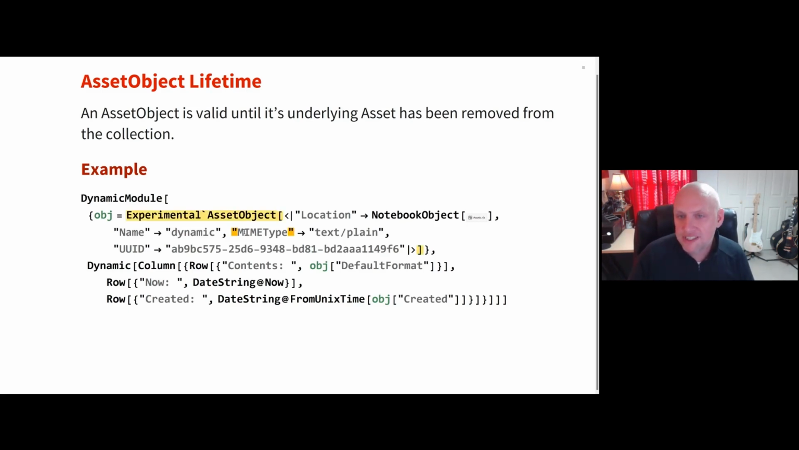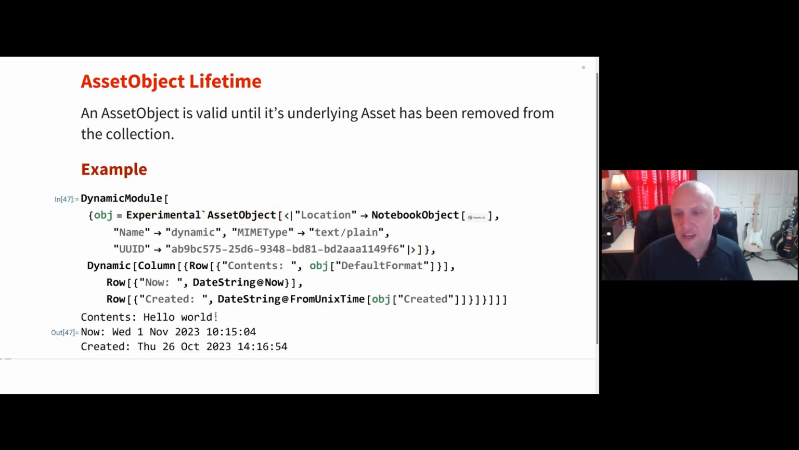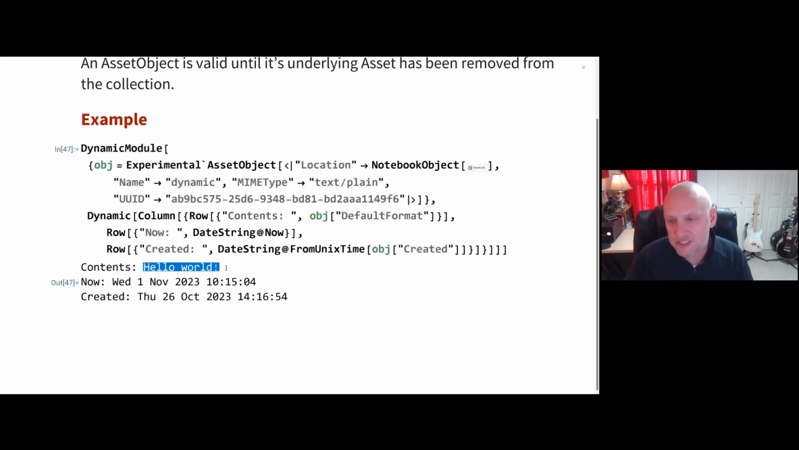So here's an example that I put together. I did this last week. The asset was created last Thursday in the afternoon, and it's just a simple string that says hello world. The important bit is that I didn't have to do asset find in order to find it and get an updated object. You can store it and then use it as long as it's still around.